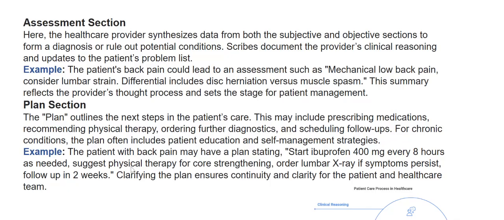Example, the patient with back pain may have a plan stating start ibuprofen 400 mg every 8 hours as needed, suggest physical therapy for core strengthening, order lumbar x-ray if symptoms persist. Follow up in 2 weeks. Clarifying the plan ensures continuity and clarity for the patient and healthcare team. Here is a diagram summarizing the patient care process in healthcare, right here in this slide.